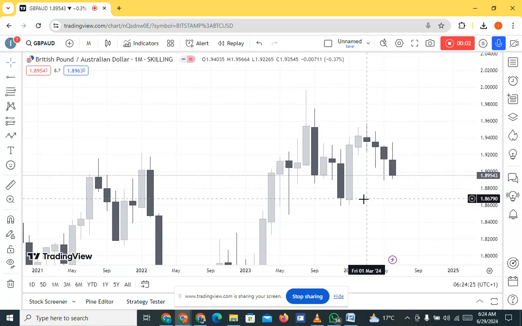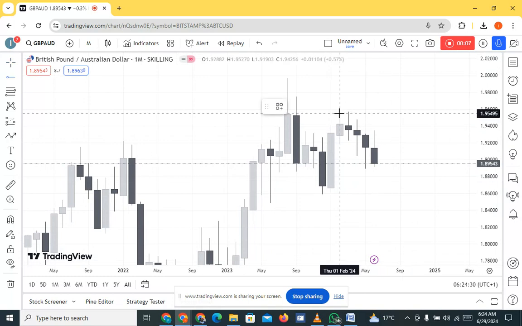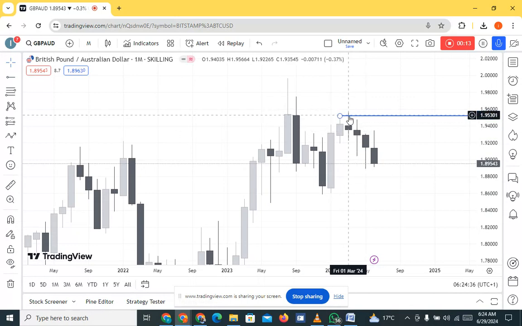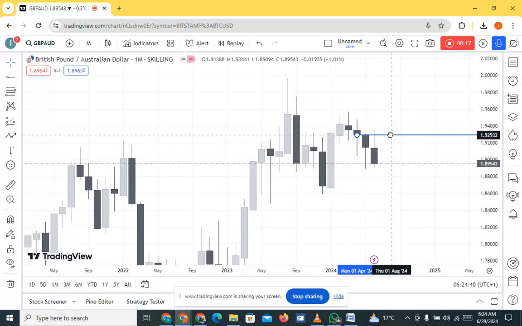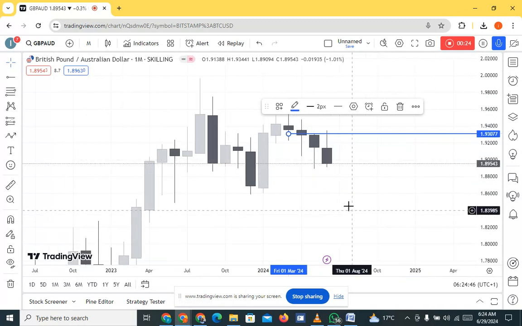GBP AUD. All right, so our first sweep happened right here where this month's candle high was being swept by the next month. Our second sweep happened right here where this month's candle swept the high of last month's candle, and now is retracing back. It's going towards the downside.